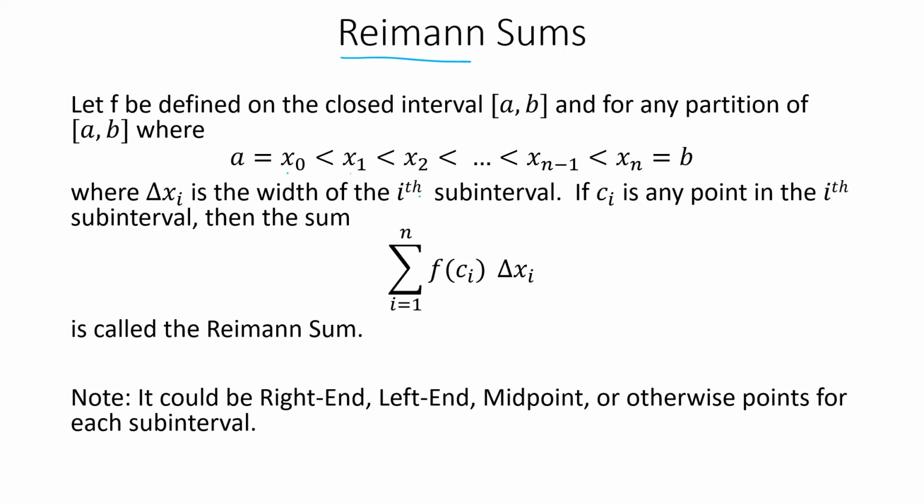Where delta x is the width of each of these, so each one has a width of delta x. They could be different widths too. They don't have to be the same width. Maybe this one's 1, maybe this one's 2, maybe the next one's 0.5, whatever. If c sub i is any point in those i intervals, then this is our Riemann sum. Usually we take the limit as n goes to infinity, and that gets us the exact answer. So this could be right endpoints, left endpoints, we could use midpoints, the quarter point, any point you want for this c sub i, as long as it's in the interval.